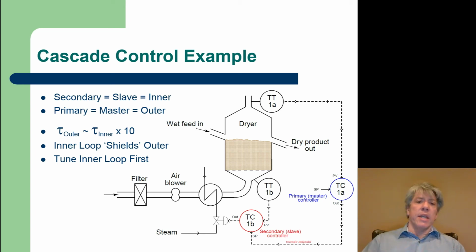So basically the inner loop shields the outer loop from disturbances. But one thing you have to do when you're tuning these things, you have to tune the inner loop first. You cannot tune the outer loop until you have good response, good behavior of the inner loop. So the inner loop, in this case TC1B, has to be tuned so that it can control the temperature of the air and do a good job of it before you ever try to tune TC1A.